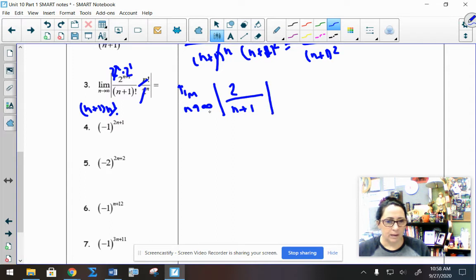As I go to infinity, I think bigger on top, bigger on bottom, or the same. Here I can clearly see there's only n's in the bottom. It's bigger here. It's growing bigger. So this would be 0.